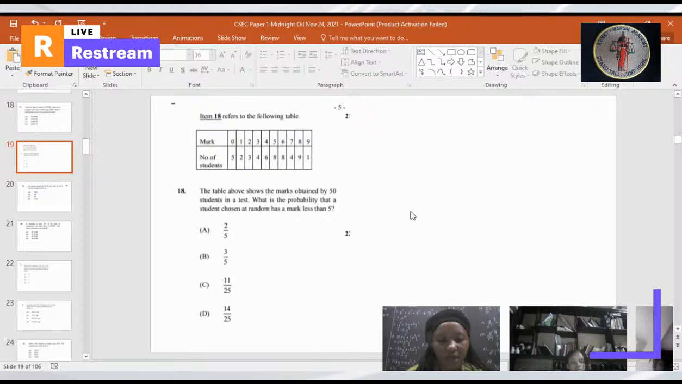Correct. So Dreshan, they wanted only those students who got marks less than 5. So we have to look for the marks less than 5, which is from 4 down to 0, and we add the students who got from 4 down to 0. So that's 5 plus 2 plus 3 plus 4 plus 6, as Imani said.